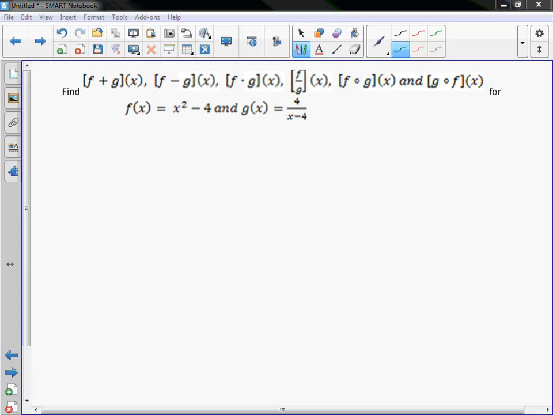Okay, let's review operations on functions. We have function f and function g, and they're defined right here. Okay, f of x is x squared minus 4, and g of x is 4 over x minus 4. Okay? We have all these things we need to find. We need to find the operation f plus g, the operation f minus g, the operation f times g, the operation f divided by g, the composition of f and g, and the composition of g and f.